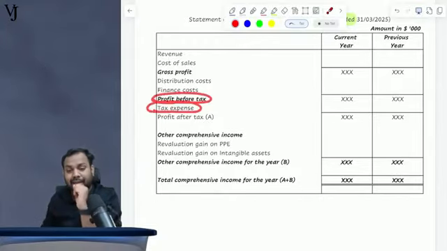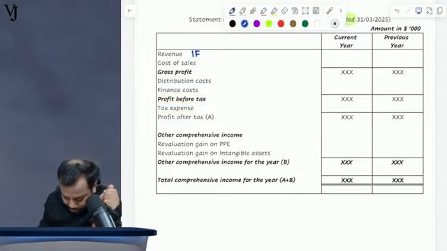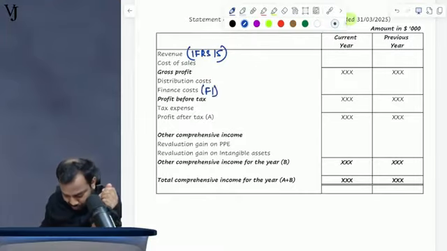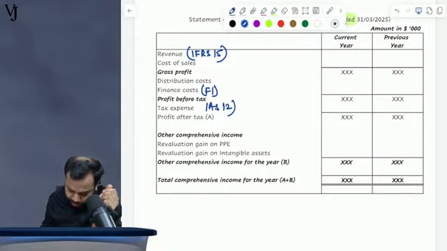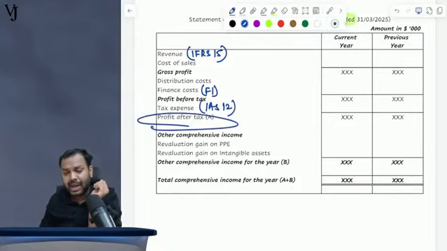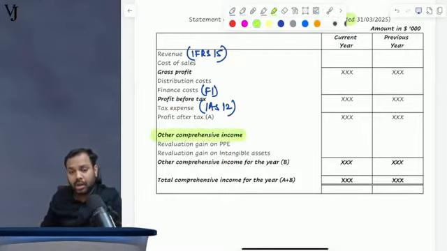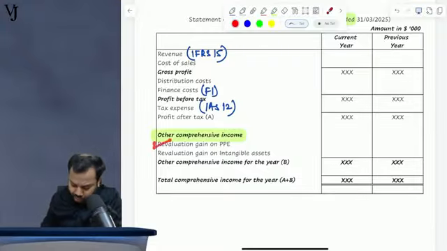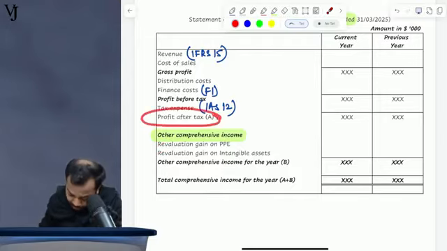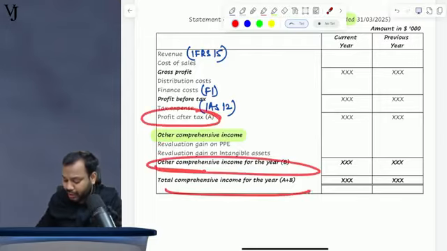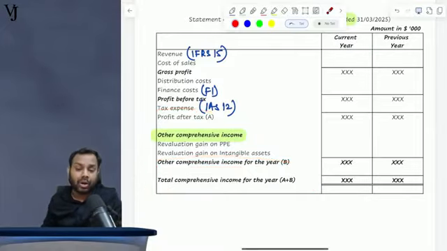We have to adjust tax expense. For revenue, we have a standard called IFRS 15. For finance cost, financial instruments. For tax expense, IAS 12. This gives me the profit after tax. Now comes other comprehensive income. Under other comprehensive income comes revaluation gain, all this comes. And when we add profit after tax and other comprehensive income, we get total comprehensive income.